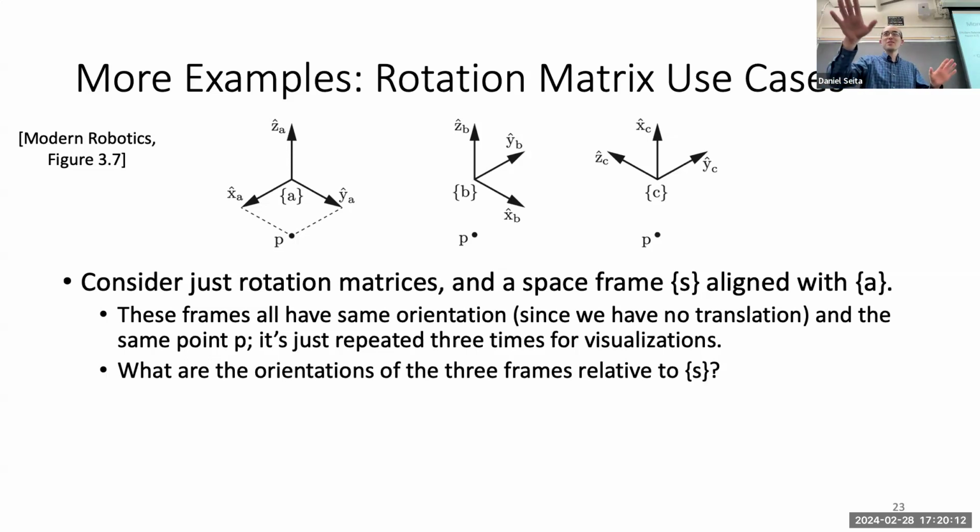Are you reading? Do you want to say something? Yeah, I was going to give you the answer for the second. Okay. Well, let's write it out. What's the notation to use? Just the matrix notation. If we say what is the orientation of the 3 frames relative to S, I think what we mean is you write out the matrix.